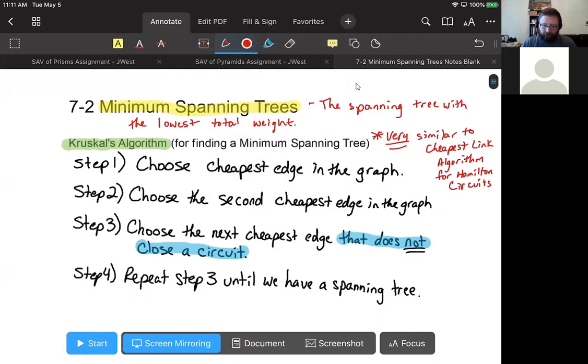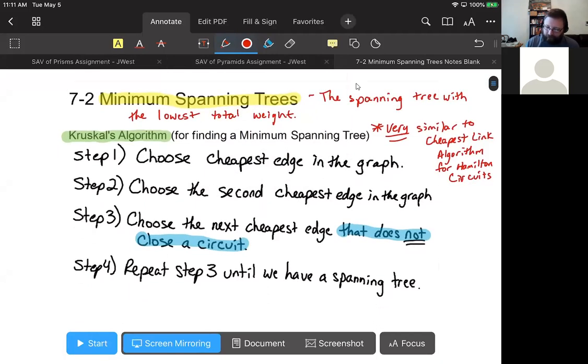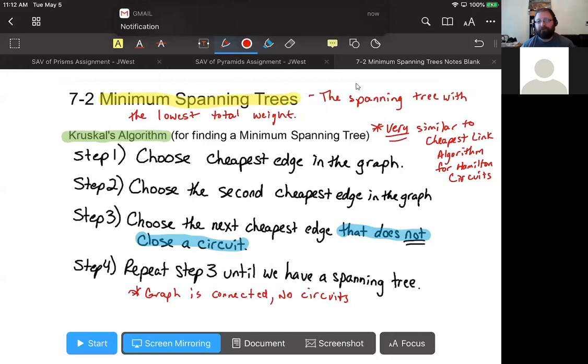Okay? And we're going to continue to pick edges until we have a spanning tree, which means the graph is fully connected, no circuits at all. Okay? Once we've gotten to that point, we will have the minimum spanning tree. We are going to make sure that every vertex is connected, but we will not use every edge. Okay, we want to make sure that all of the vertices are connected to each other by a tree, which would be the spanning tree. And if we do that correctly, our answer should be the minimum spanning tree every single time.